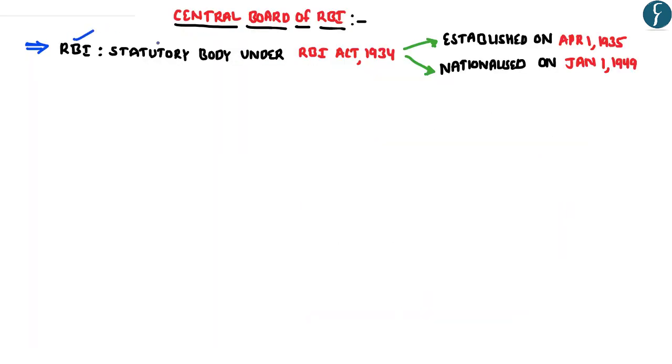The Reserve Bank of India is actually a statutory body which has been created under the RBI Act 1934. Subsequently, it was established on April 1st, 1935 and on Jan 1st, 1949, it was later nationalized.